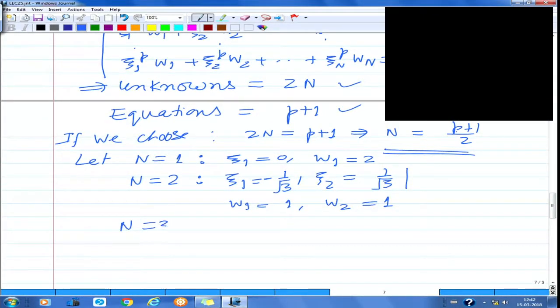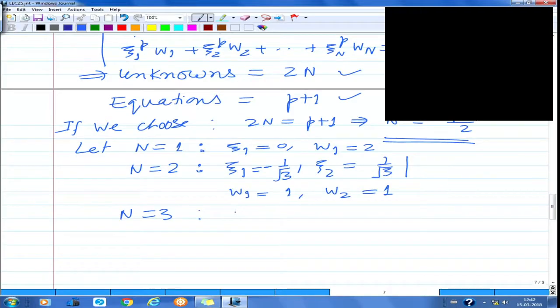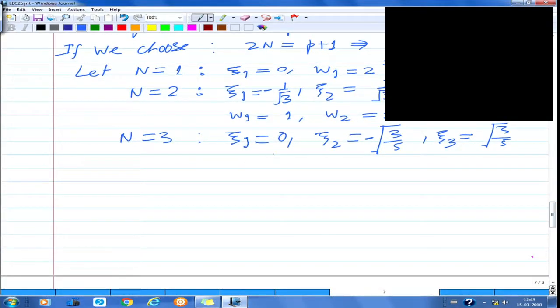Similarly, if you choose n equal to 3, then you will have to take 6 equations: w1 plus w2 plus w3 equal to 2, then xi1 w1 plus xi2 w2 plus xi3 w3 equal to 0, and so on. You choose those 6 equations and solve for xi1, xi2, xi3. What you find is that xi1 comes out as 0, xi2 as minus root of 3 by 5, and xi3 as plus root of 3 by 5. In FEM books you find that these Gauss points and weight factors are tabulated. W1 comes out as 8 by 9, W2 is 5 by 9, and W3 is also 5 by 9. So this is for the 3-point integration rule.